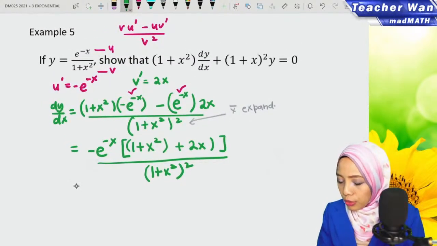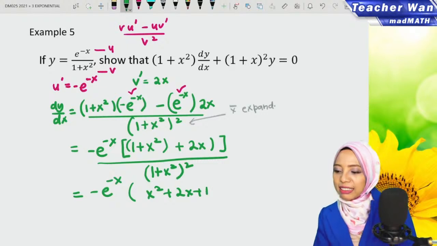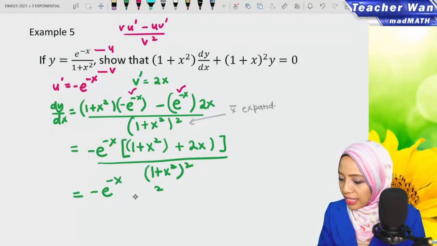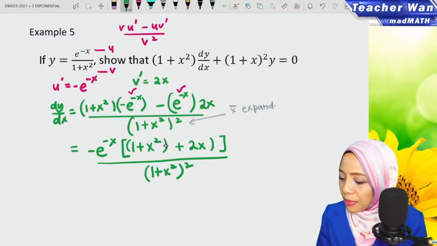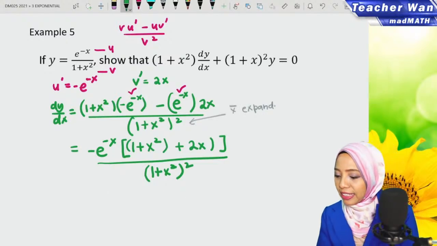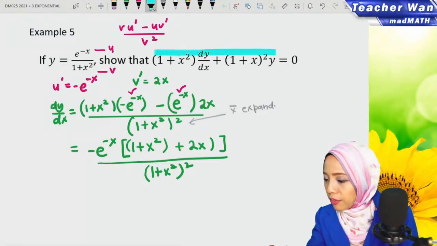Okay, so now we're going to solve this. So continue. e to the negative x, x squared plus 2x plus 1. Basically we do not solve anything, we do nothing about it. There is nothing else needed, except that we open the bracket. That is all.